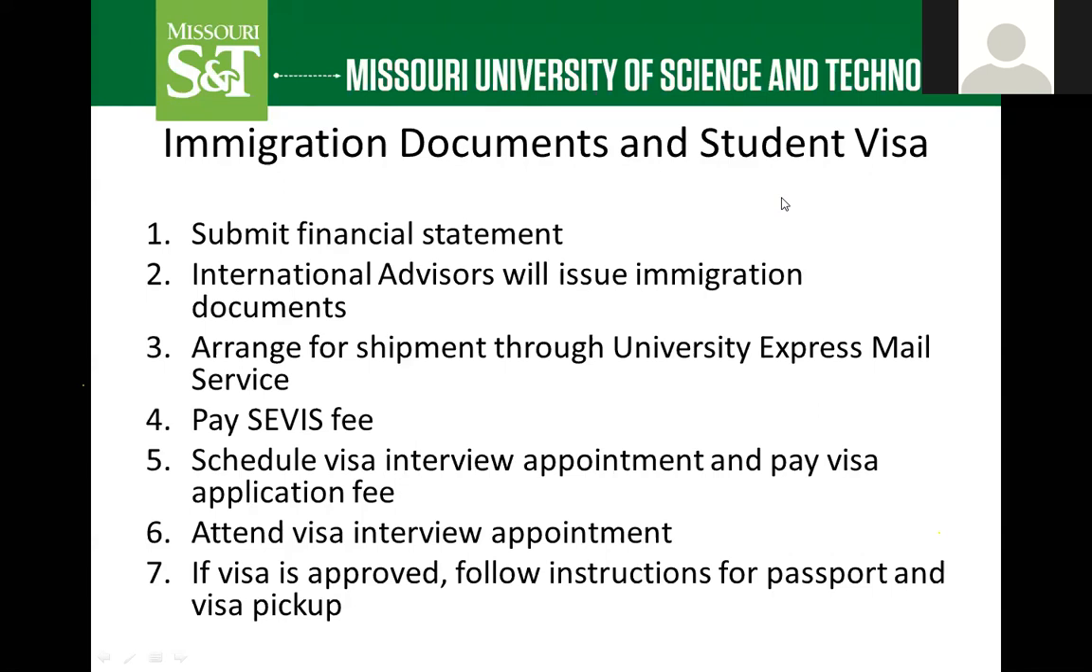Along with your immigration documents, you'll also be sent the paper copy of your admission letter, and other important admission material will be in that packet that's mailed to you. Then once you receive your DS 2019 or your I-20, you'll pay your SEVIS fee, and then you'll schedule your visa interview appointment and pay the visa application fee. Then you'll attend your visa interview, and if your visa is approved, you'll follow the instructions for passport and visa pickup. Depending on your country, this process can take a different amount of time. So if you haven't gone through this process, please make sure that we have all the documents that we need for you so we can get things rolling as soon as possible.